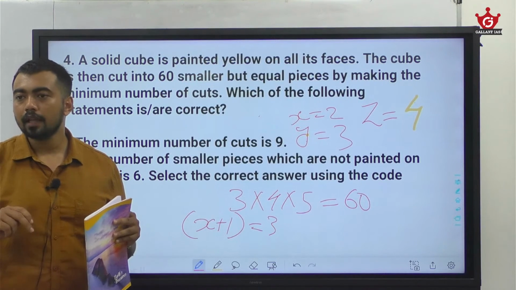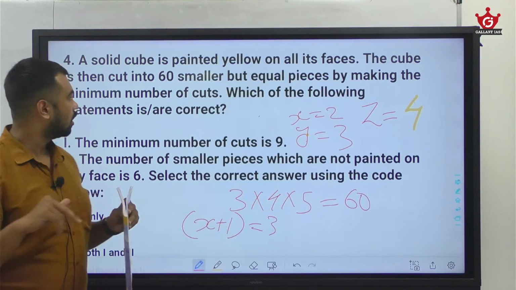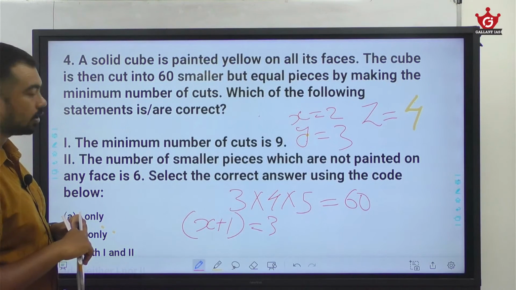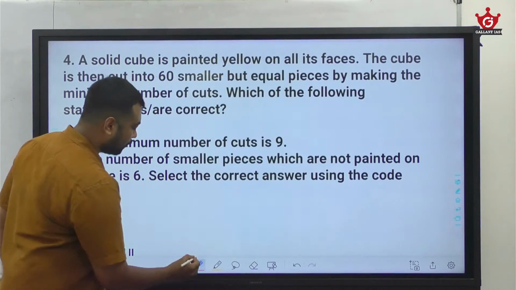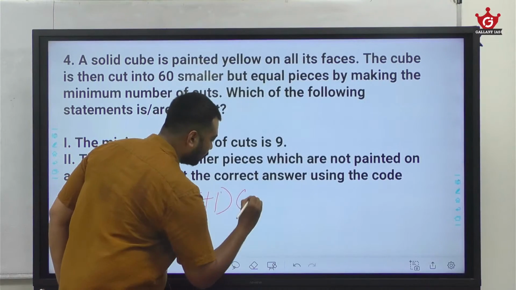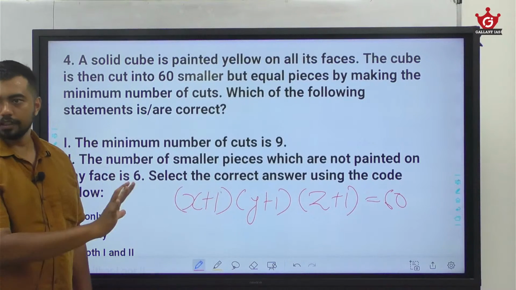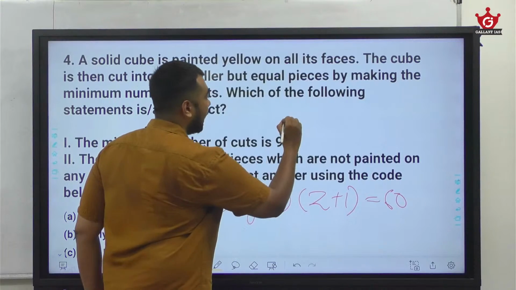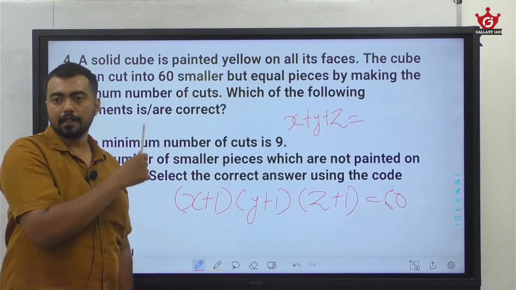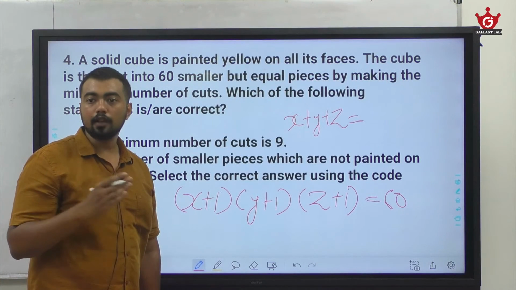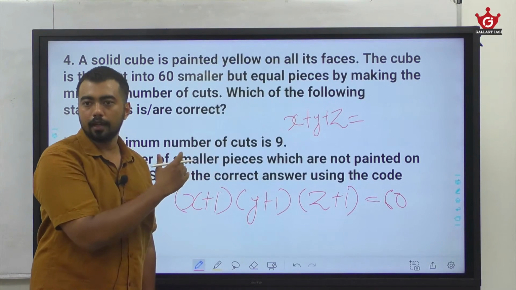Three into 4 into 5, we arrived at that answer, no? So we have the equation (x plus 1) into (y plus 1) into (z plus 1) is equal to 60. This is okay, right? We also know that x plus y plus z is equal to the number of cuts. Since the minimum number of cuts is asked, x, y and z must be as close as possible to each other. Right? It should be as close as possible to each other.